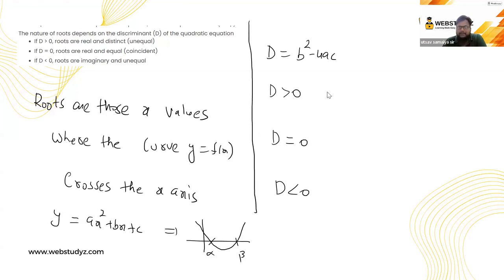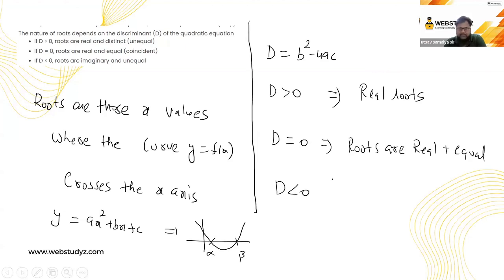So, if D is greater than 0, we have real roots. If D is equal to 0, we would have roots that are real and equal. If D is less than 0, roots are imaginary.